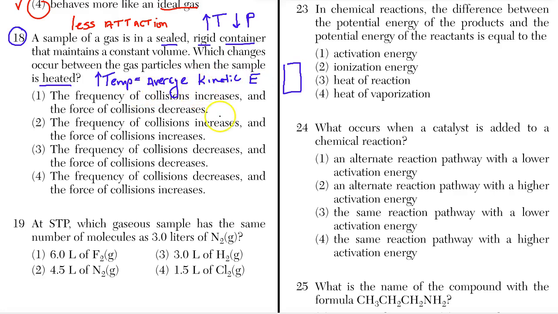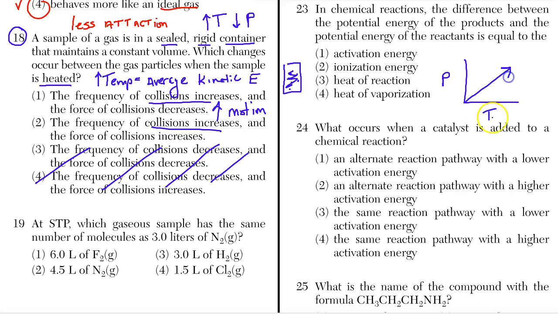So we're going to increase the motion of these particles, make them go faster. If you make particles go faster in this same size container, then they're going to collide with each other more often. So the frequency of collisions has to increase. That's why we get rid of 3 and 4. As temperature goes up, the pressure goes up, and it's a proportionate relationship if temperature is in Kelvin.